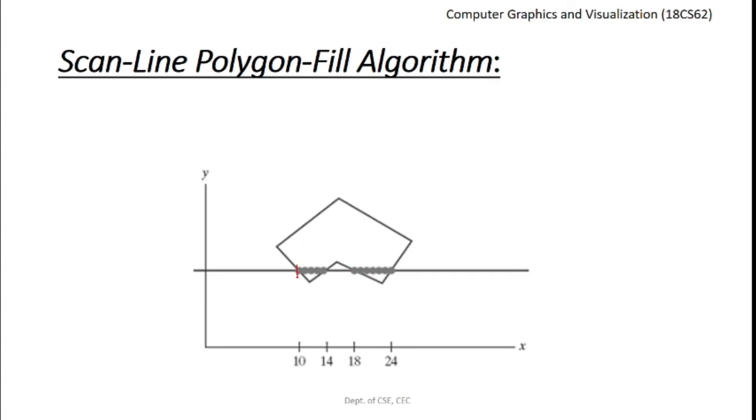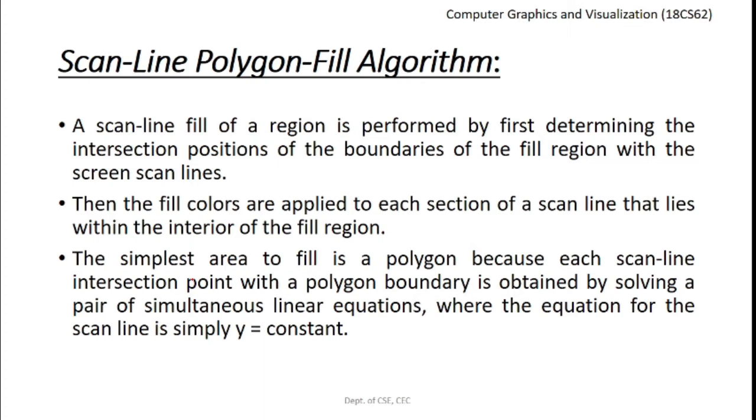Here we can see the first edge intersection at x equals 10, the second edge intersection at x equals 14, the third edge intersection at x equals 18, and the fourth edge intersection at x equals 24. So this is the first step in the scanline. We need to first determine the intersection positions of the boundaries of the fill region with the screen scanlines. What is a scanline? A scanline is one row of pixels on the screen. If you remember module 1, we saw what a scanline is. A scanline is one row of pixels. So we need to determine the intersections of one scanline against the polygon edges, or the fill areas to be filled.